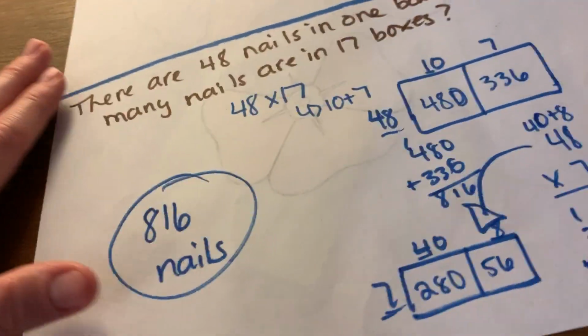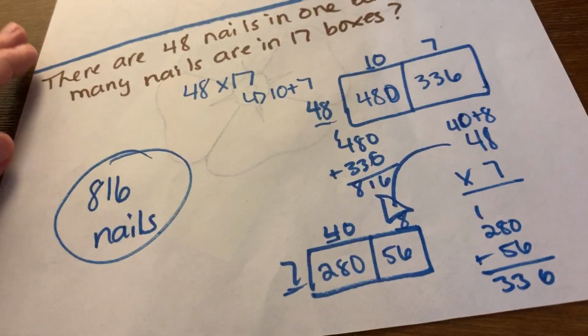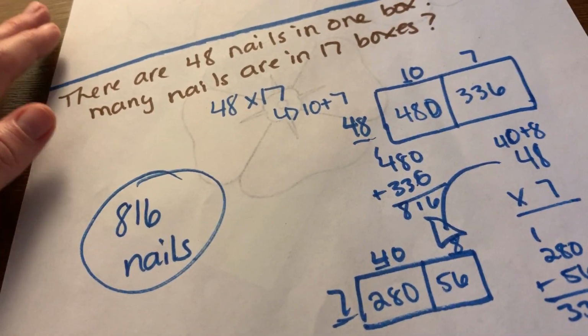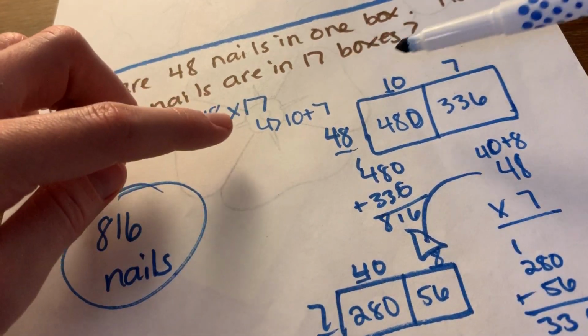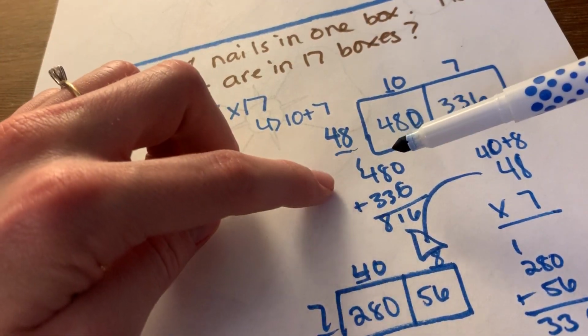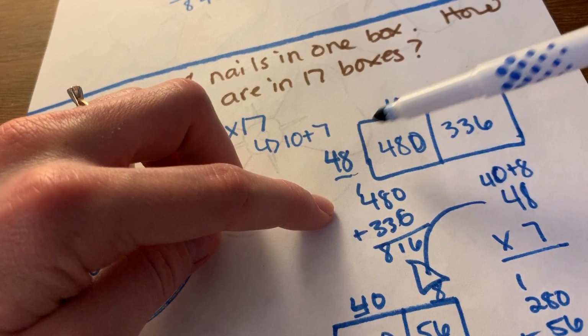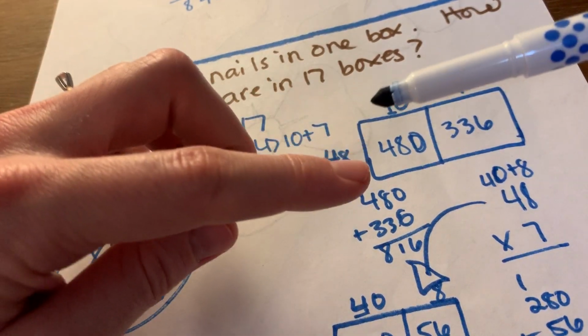Hope I didn't go too fast there. If I did, please go back and rewatch this. All right, that's how you solve that. So you're just splitting up one of the numbers into expanded form and multiplying those numbers together and adding, okay?